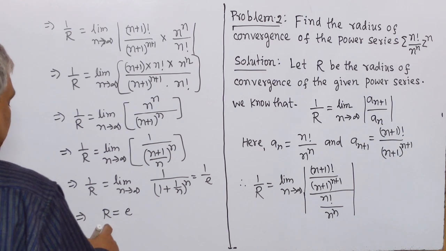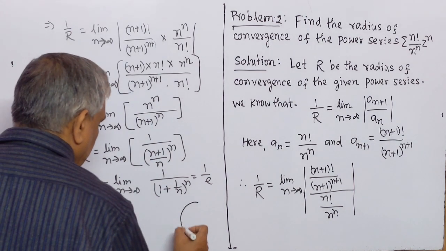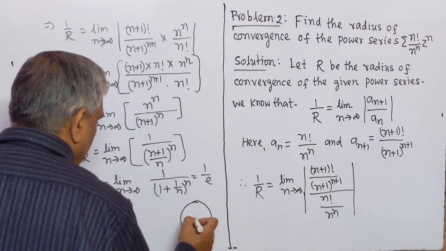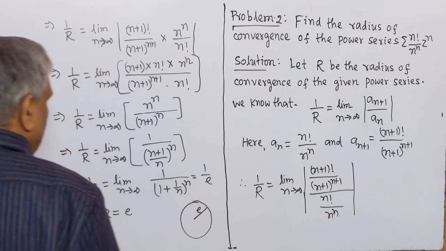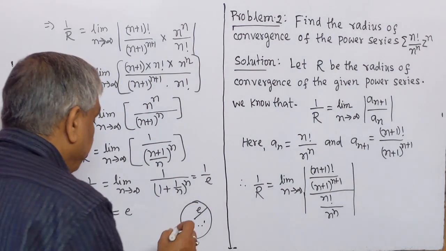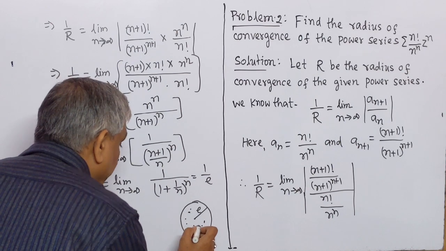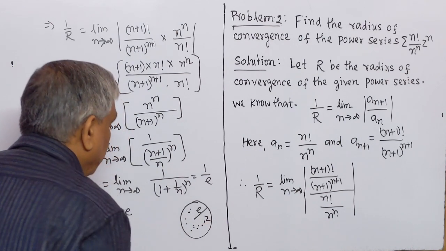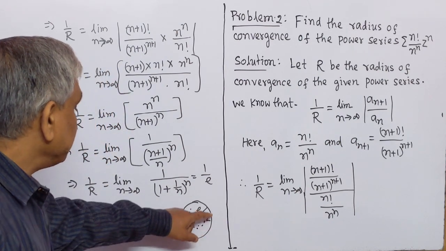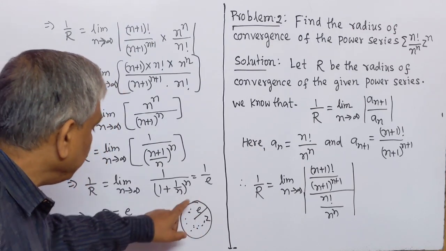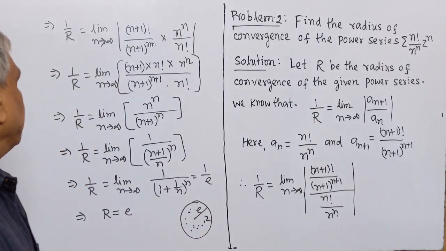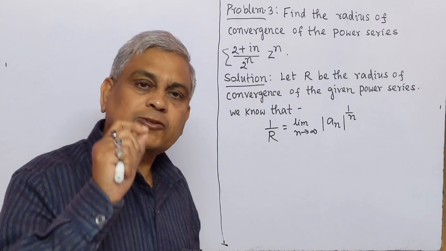So radius of convergence is e. Therefore series is convergent for all those values of z which lies inside the circle with radius e. Now we solve the next problem.